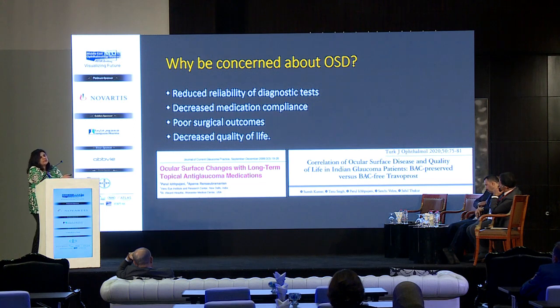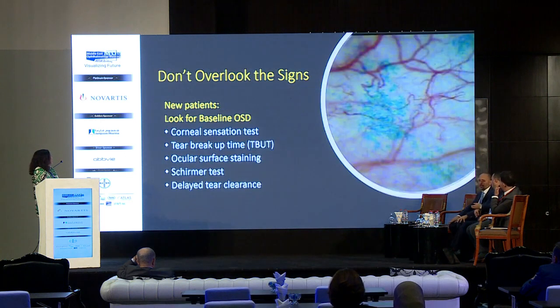So why should we be concerned about ocular surface disease? Because we need to remember that eventually, once the drugs stop working, you will have to consider surgery, and the multiple drugs that we have been putting for years and years on end on our glaucoma patients would definitely compromise the ocular surface and eventually result in the failure or a compromised outcome of this surgery. It reduces the reliability of the diagnostic tests as well as medication compliance, causes poor surgical outcomes, as I already mentioned, and decreases the quality of life of our patients.